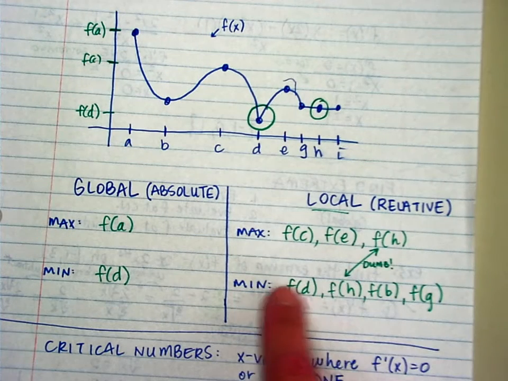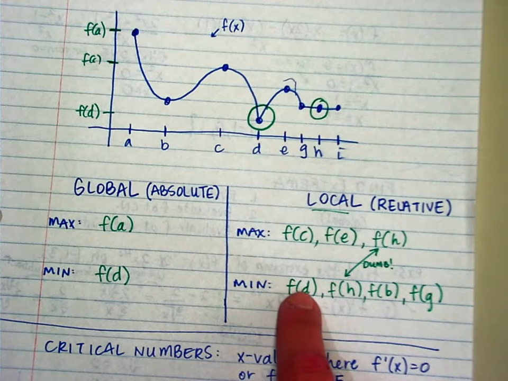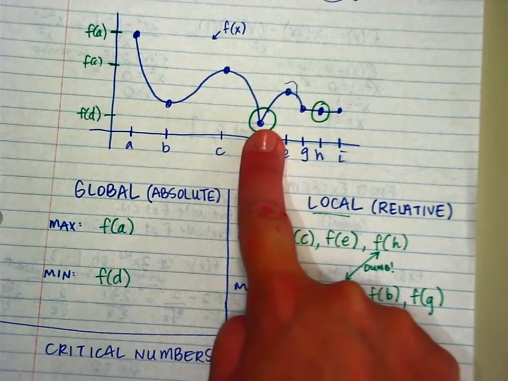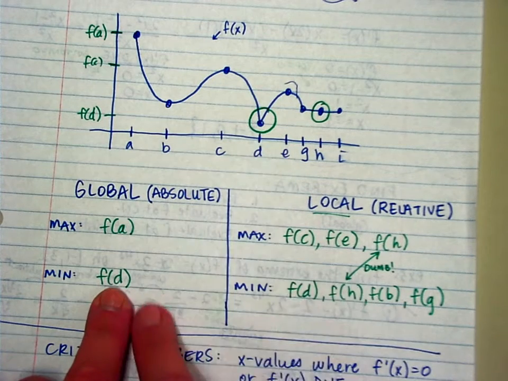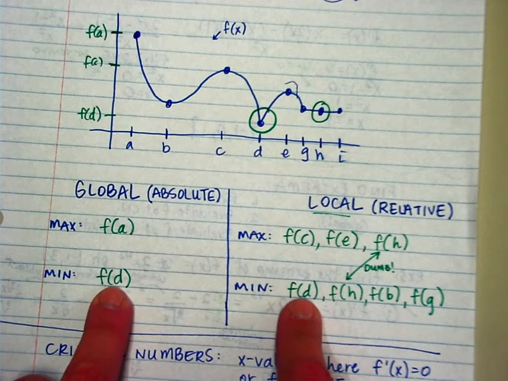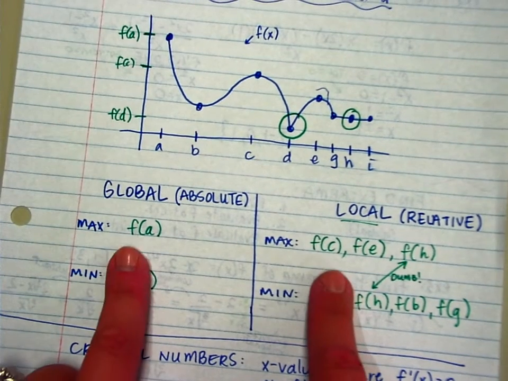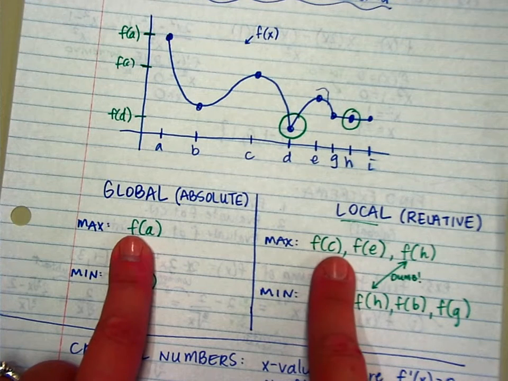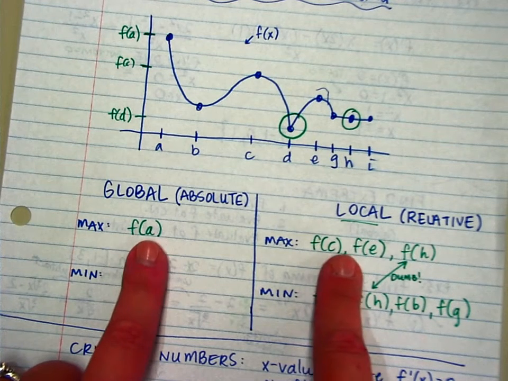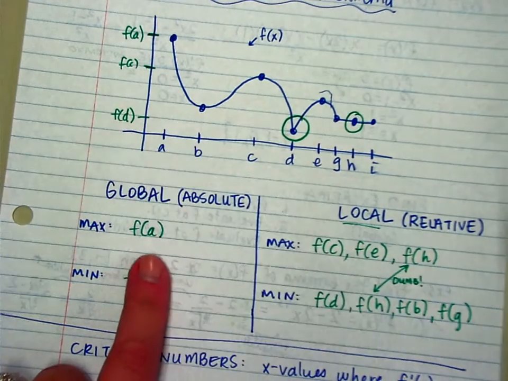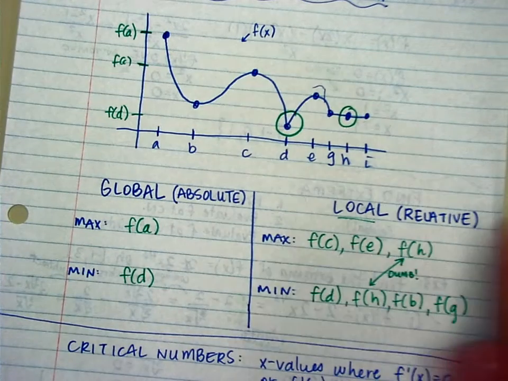But let's make sure that the local minimums you recognize, that f of d, this is a case where an absolute min is also a relative minimum. You'll notice that was not the case with the global max and the relative max. F of a was not a local max because there's nothing on the left side of it to compare it to. So take a look at those.